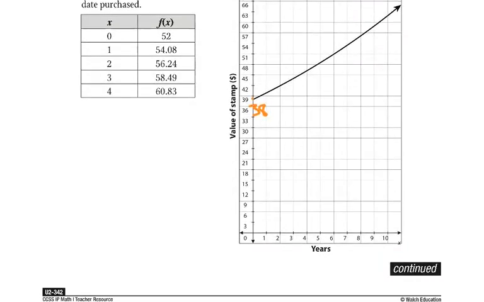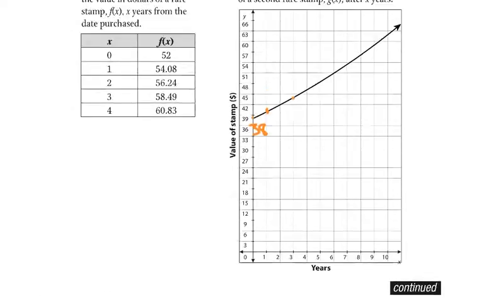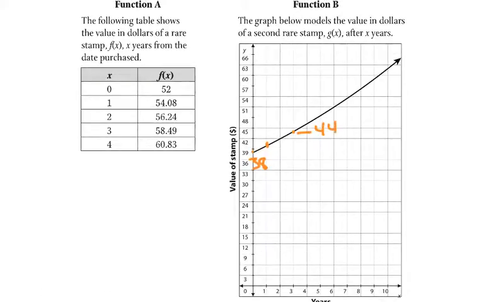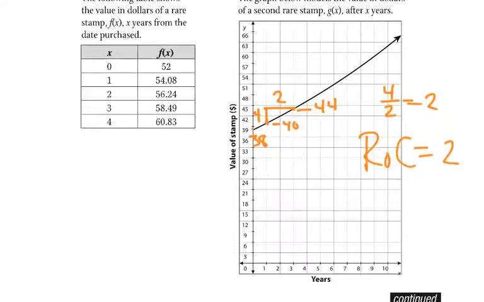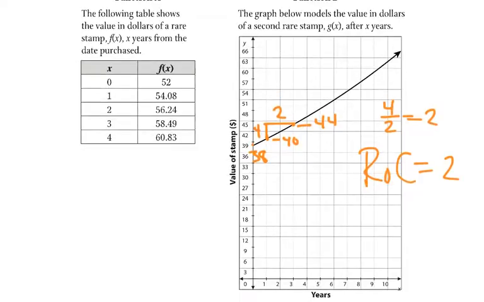And the interval is from 1, which would be right there, to 3, which is right here. So that would probably be 44. And that would probably be 40. So going up, we'd add 4. To the right, we add 1 to 3 is 2. So the rate would be 4 over 2, which is just 2. So rate of change here is 2. So every year, the value goes up by $2. The y-intercept, when you started looking at the value, it was at probably $38.